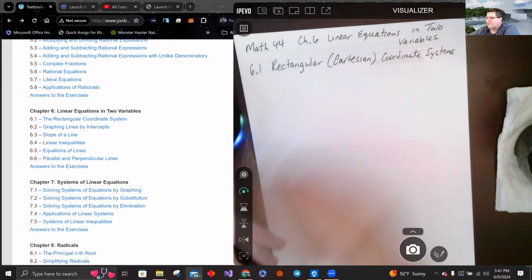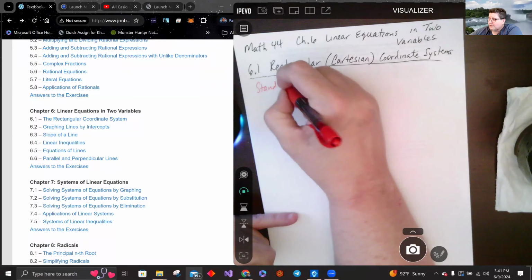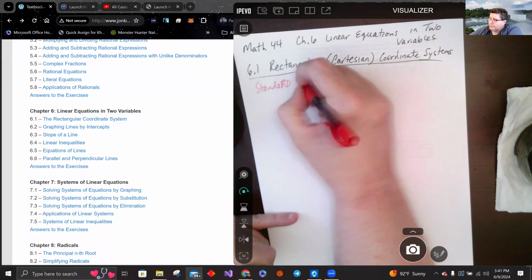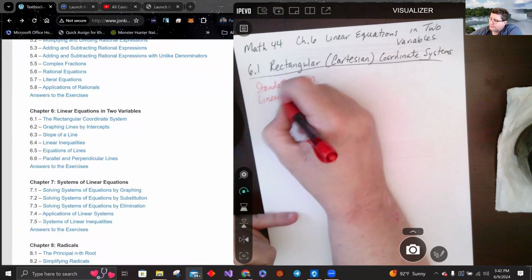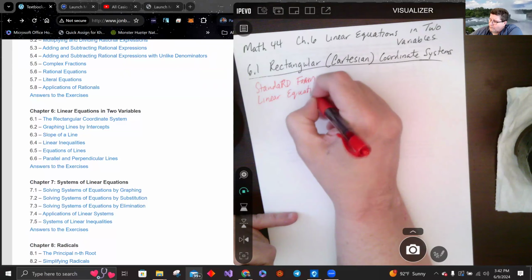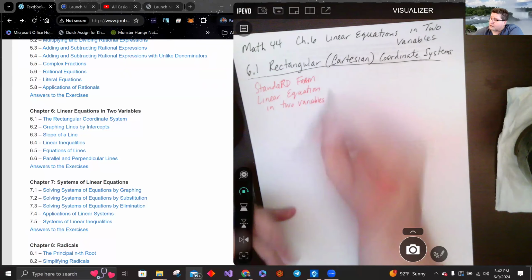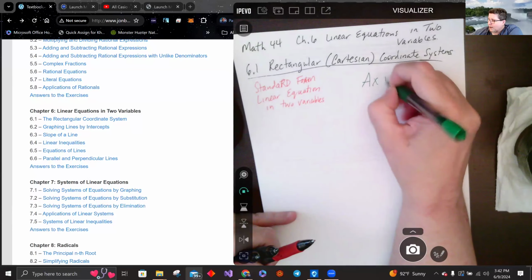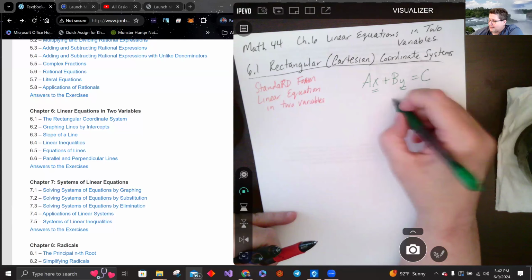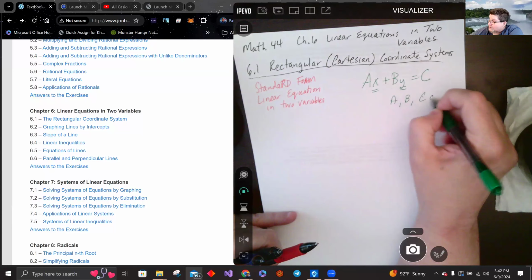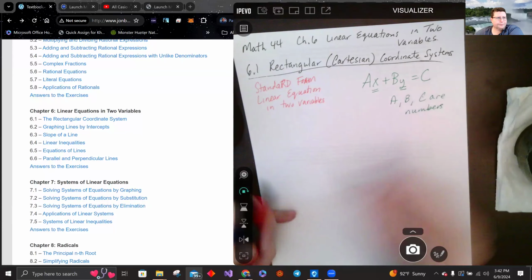So linear equations in two variables, the standard form for a linear equation in two variables. We do ax plus by equals c, where x and y are the two variables and a, b, and c are constants or numbers. Okay.